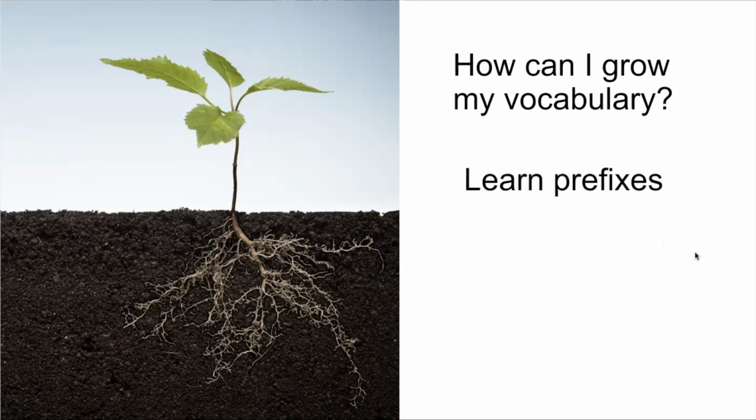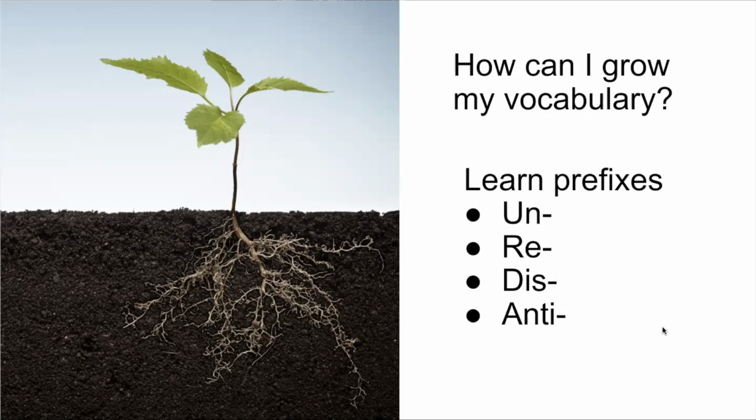Learning prefixes and suffixes is one way to do this. Prefixes and suffixes are like mini words that come at the beginning or end of a root word and change the meaning. Some of the common prefixes in English are un, re, dis, anti. Let's look at some examples.